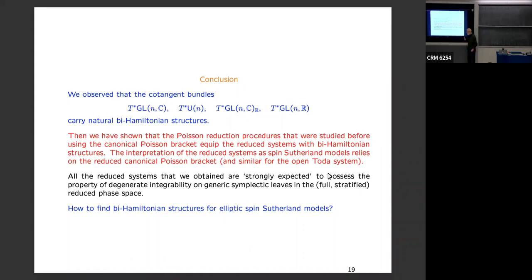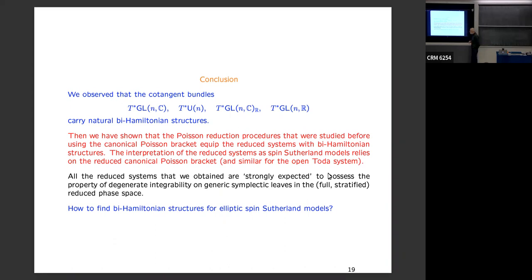which were already considered before, even in this reduction context, but only considering the canonical Poisson structure upstairs, not this Bi-Hamiltonian structure. And by the way, all these reduced systems are more or less proved to possess the property of degenerate integrability on generic symplectic leaves in the reduced phase space. So they are not only integrable, but degenerate integrable or non-commutative integrable, especially Reshetikhin did a lot of work on that. Maybe he mentioned something like that in his talk. But I say it's 90% true that everything is true, but maybe the details are complicated.